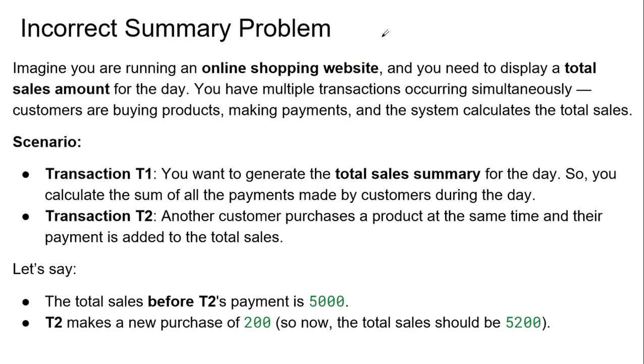Last one, the incorrect summary problem. We can explain the incorrect summary problem with a very simple example. Suppose you are running an online shopping website. On the website any person can come and buy anything at any time, there is no kind of restriction. Suppose your manager asks you for a summary report on a particular product, showing which persons bought it, what the sales are, what the summary is, and what the total amount is. So you are asked to prepare a sales report.